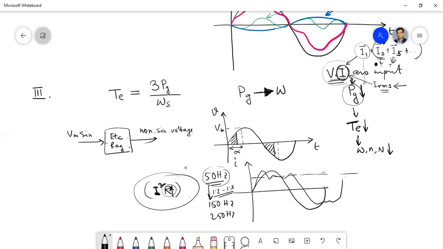The change of this R will be more in the case of large machines where the conductors are thick, large in cross section. The effects will be more. The change in this I squared R will be more.